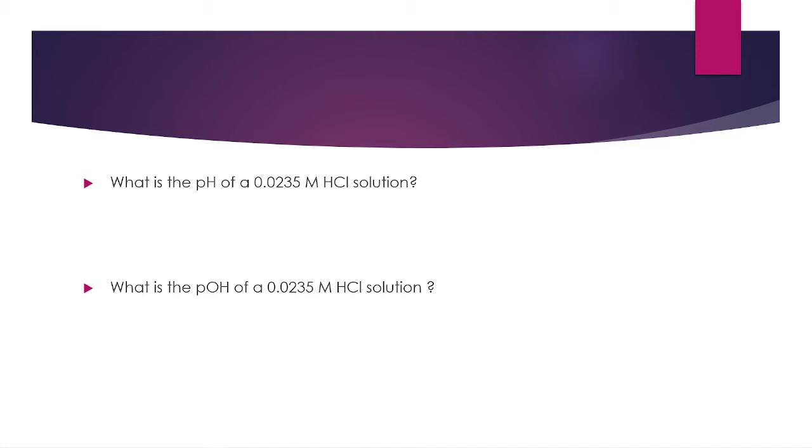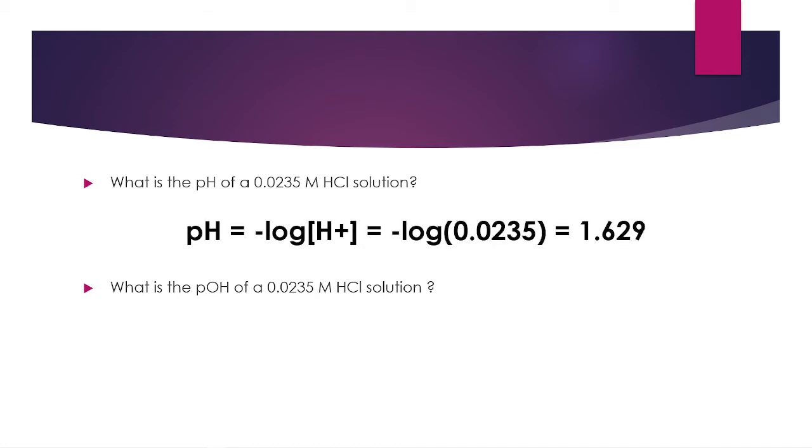So hopefully, if I've done my math correctly, which sometimes I don't, you should end up with a calculation that looks something like this. pH equals the negative log of the concentration of H+, equals the negative log of 0.0235, which comes from the question, equals 1.629. And then that number there can be used for the next question, which is about the pOH.